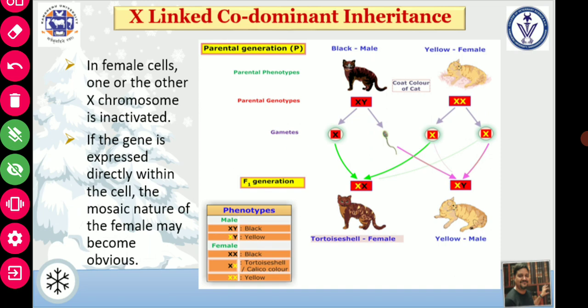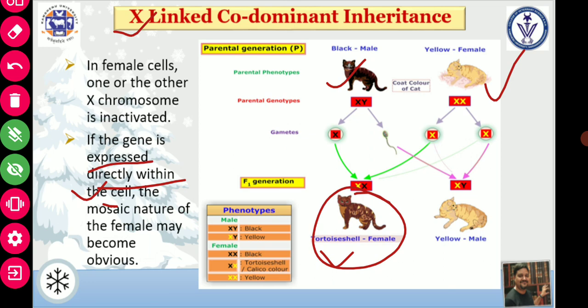But before inactivation, if the gene is expressed directly within the cell, the mosaic nature of the female may become obvious. So if the X chromosome is not getting inactivated, or it is expressed before inactivation, in that case this X-linked codominant inheritance pattern will be visible or obvious. Here, the example is the tortoiseshell cat. Here you can see the black male cat crossed with a yellow female cat, and they will be expressed in the ratio of 1:1: all the females will be tortoiseshell and all the males will be yellow. So here you can see the genotype.